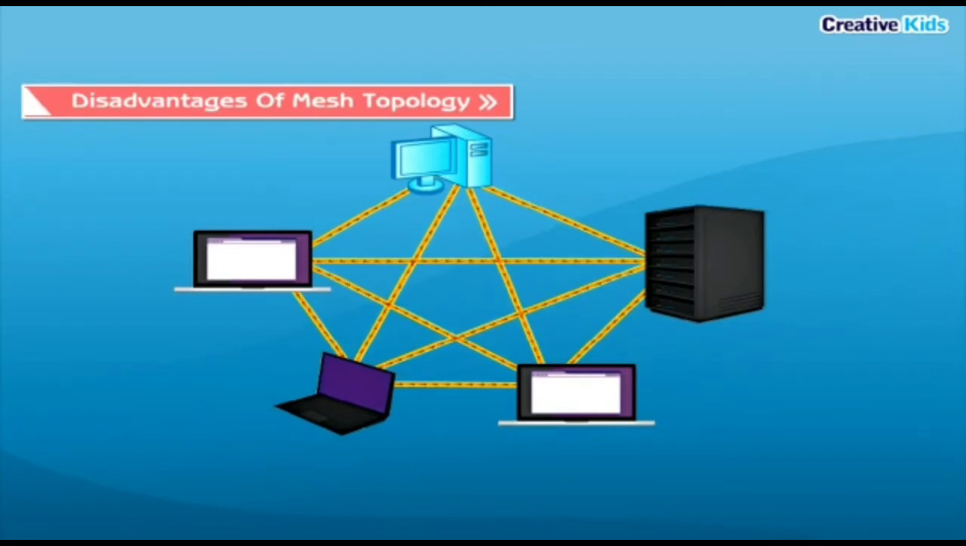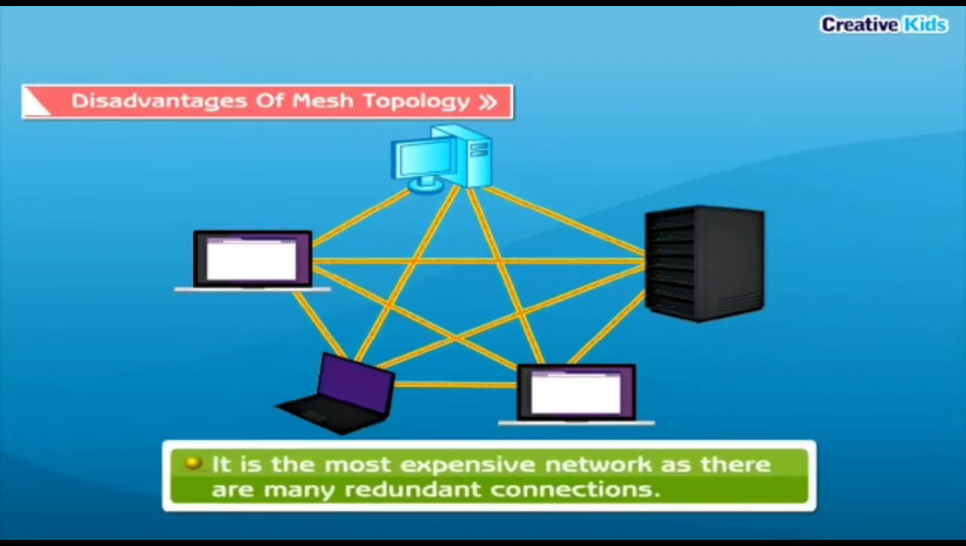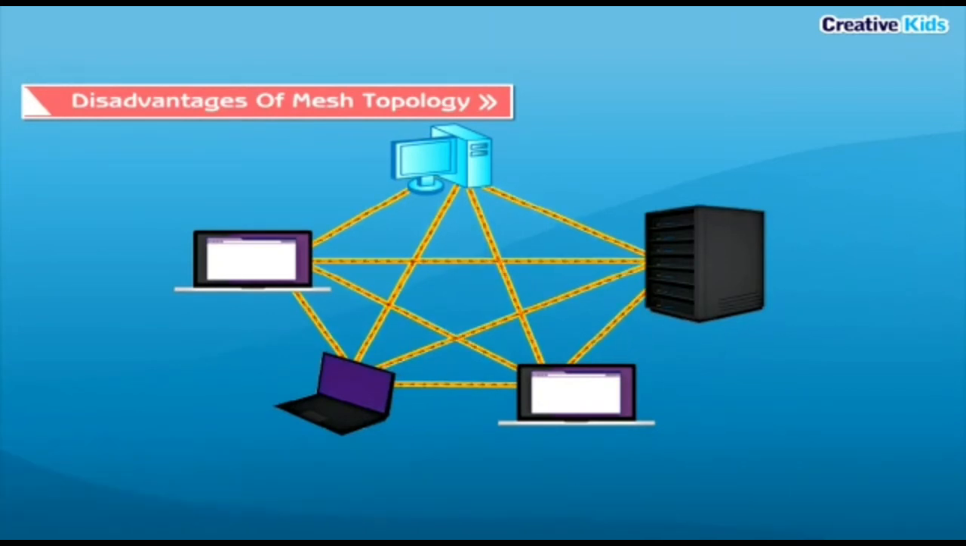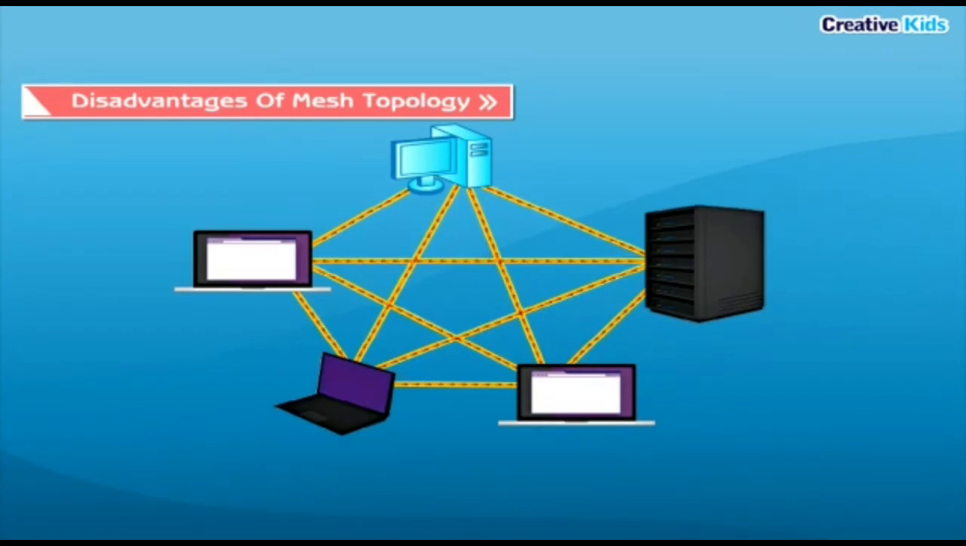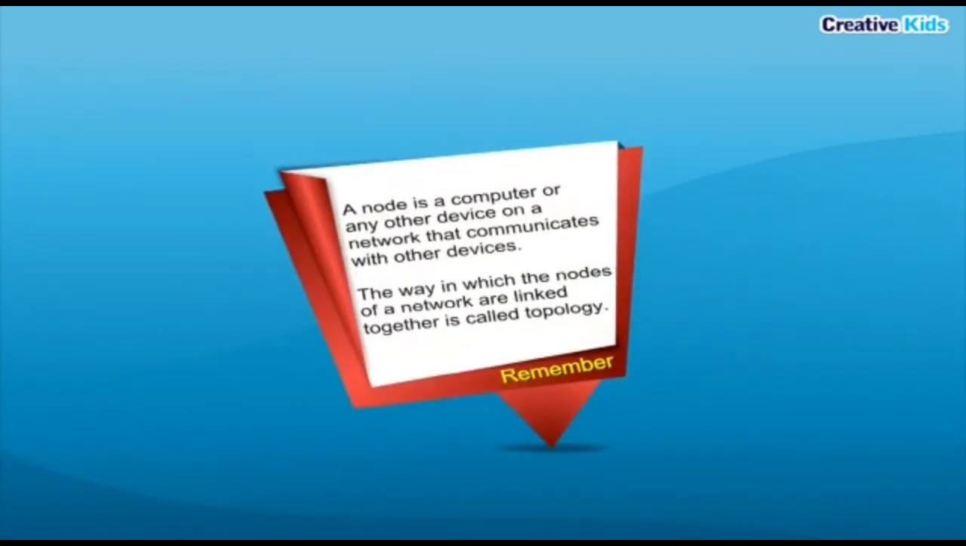Disadvantages of mesh topology. It is the most expensive network as there are many redundant connections. Maintenance of this network is very difficult. Remember, a node is a computer or any other device on a network that communicates with other devices. The way in which the nodes of a network are linked together is called topology.